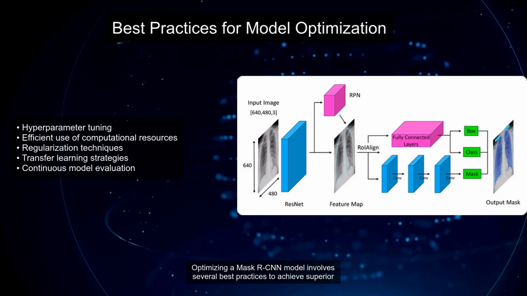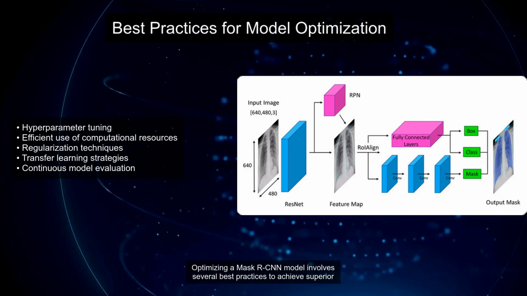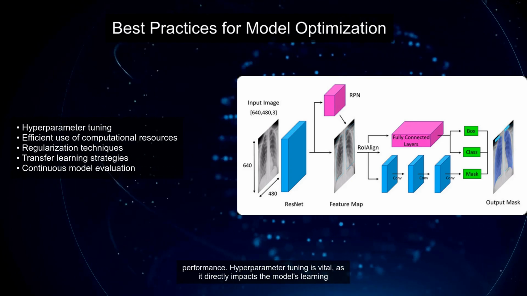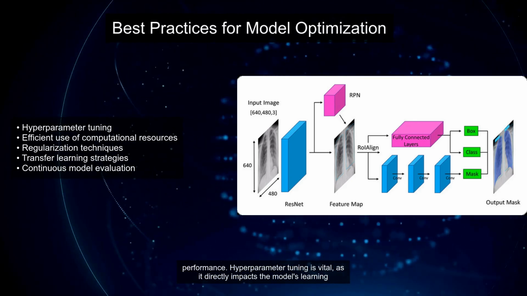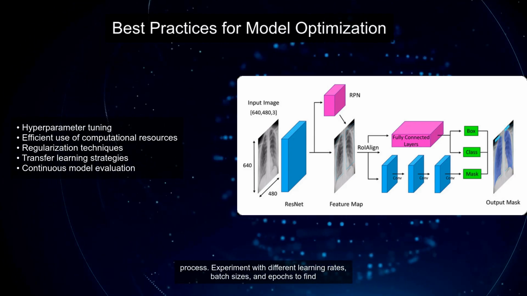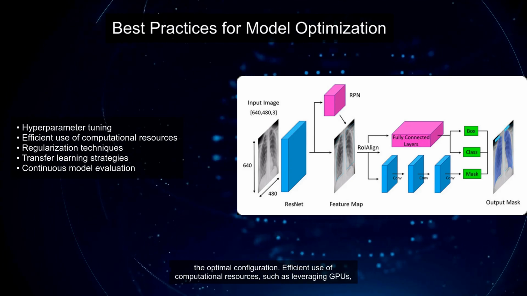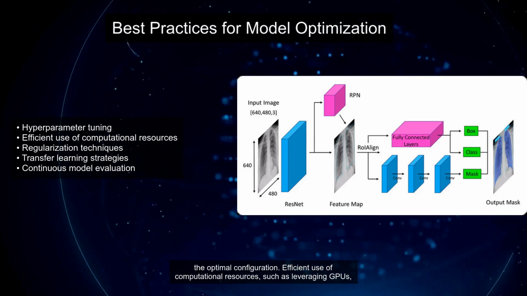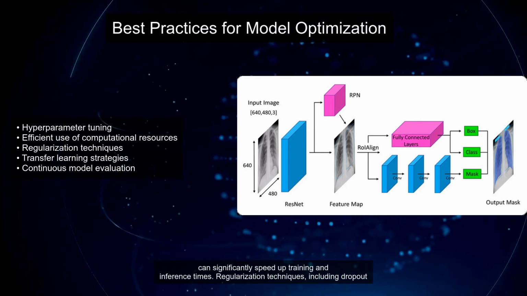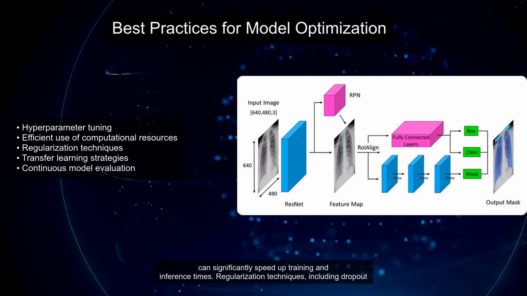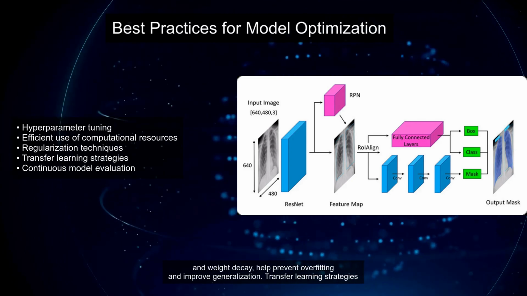Optimizing a Mask R-CNN model involves several best practices to achieve superior performance. Hyperparameter tuning is vital, as it directly impacts the model's learning process. Experiment with different learning rates, batch sizes, and epochs to find the optimal configuration. Efficient use of computational resources, such as leveraging GPUs, can significantly speed up training and inference times.